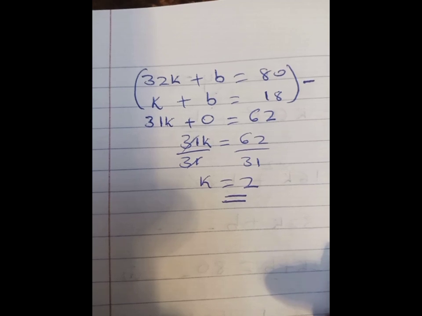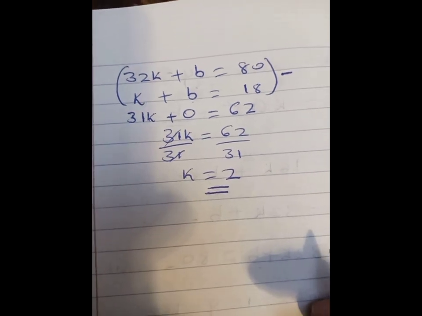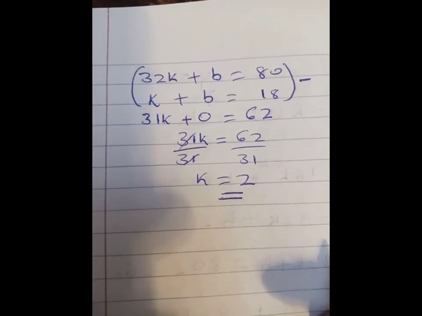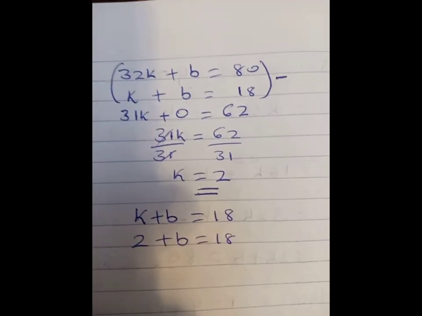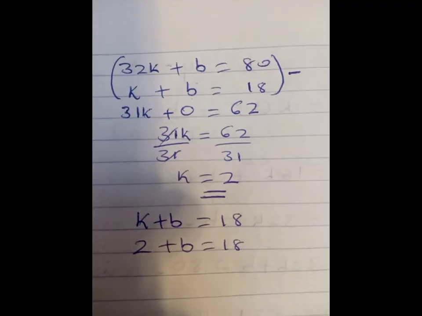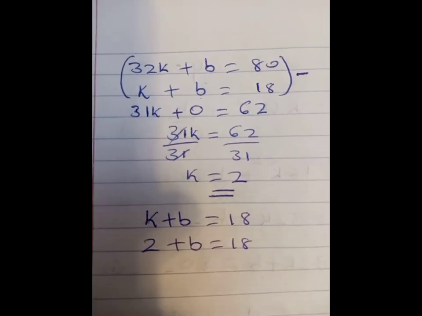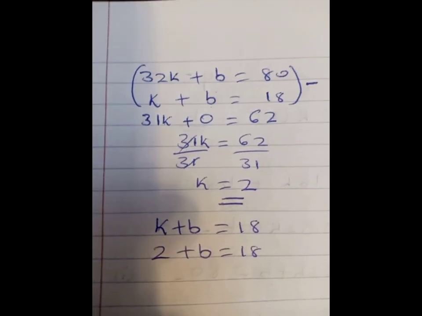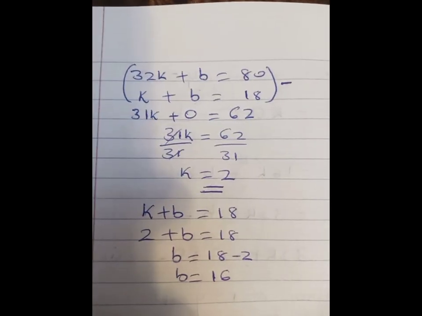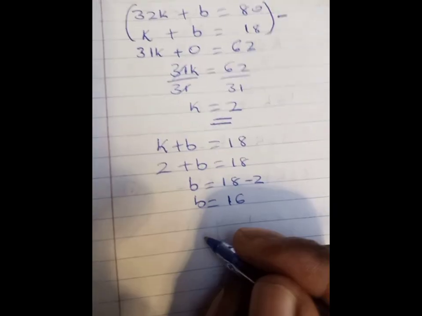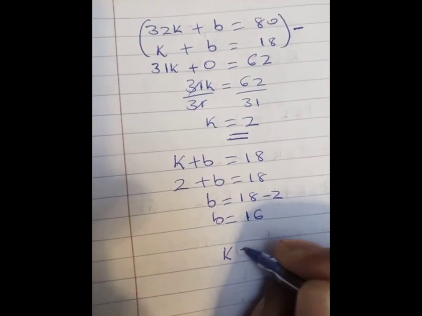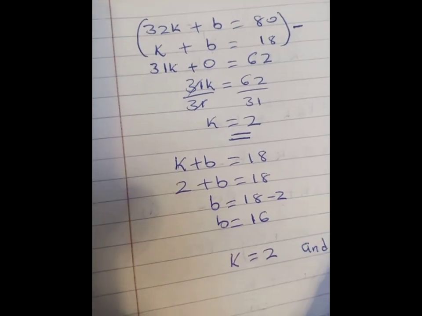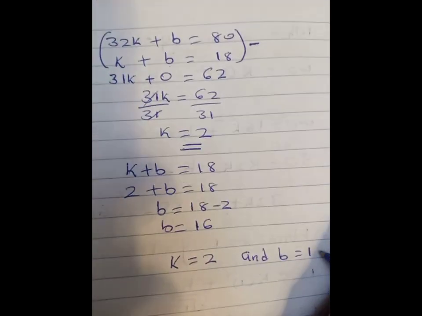I divide both sides by 31 to remain with k. K equals 2. So where there is k, I'll substitute 2 to get b. I knew k plus b equals 18, but k is equal to 2. So 2 plus b equals 18. When this 2 crosses the equal sign, it becomes negative. So b will be 16. So therefore I have my k as 2 and my b as 16. But are you done with the question?